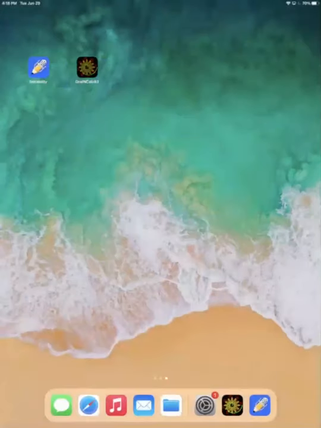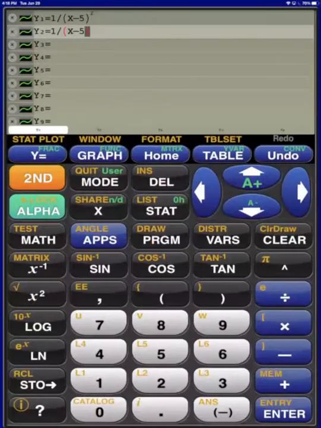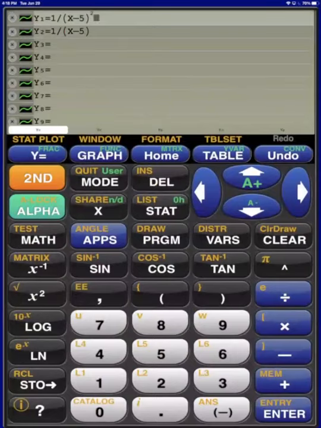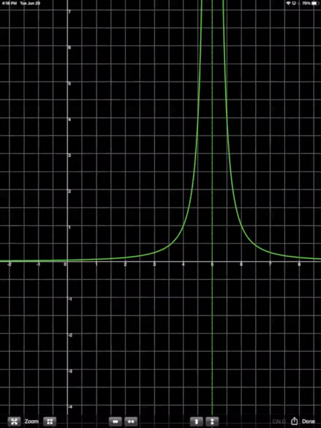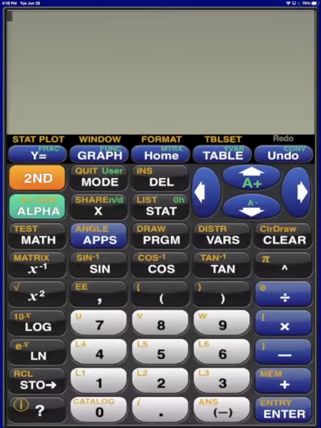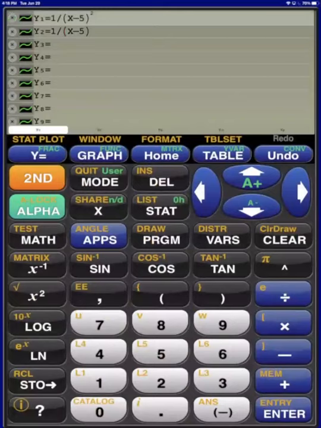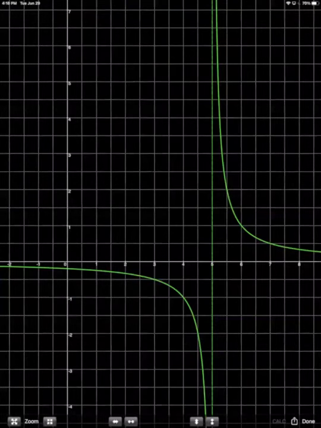Okay, so let's go to our calculator. On the y1 line and the y2 line, I've entered these two functions. Let's do y1 first, and I'm just going to graph this. We see the vertical asymptote at x equals 5, and then we see the curve. The entire curve is above the x-axis. Let's go back to our y equals screen. I'll turn y1 off and y2 will be on. Let's graph this. Here we have a vertical asymptote at x equals 5, but part of the graph is above the x-axis and part is below the x-axis.